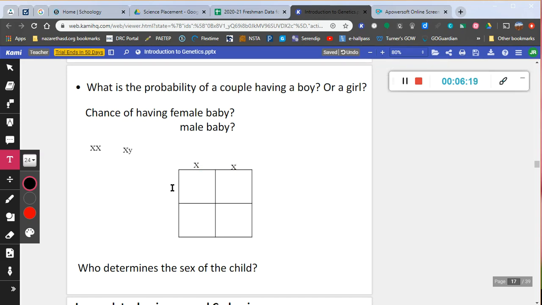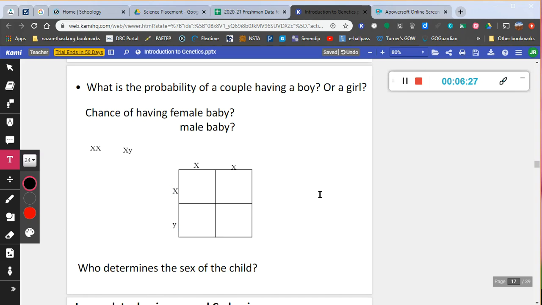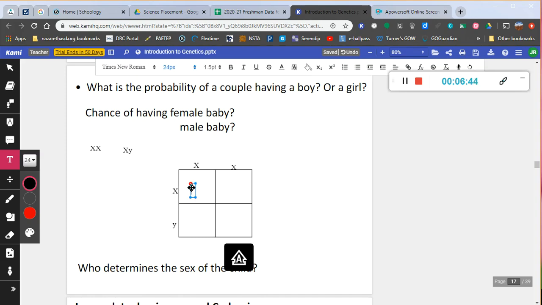So basically what we're saying is that a female is producing egg cells. She has the ability to pass on to her egg cells only the X chromosome because that is all she has. Males, on the other hand, when they produce sperm cells, have the ability to produce sperm cells that have either an X chromosome or a Y chromosome.